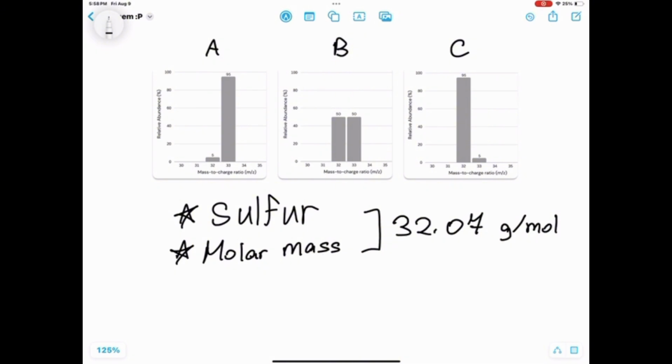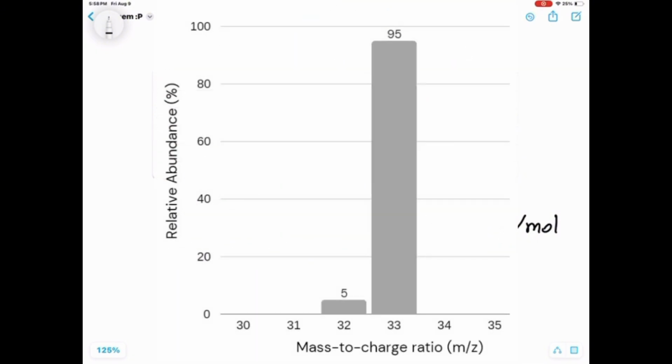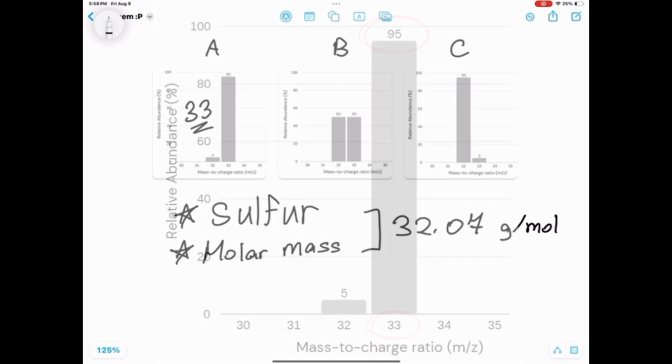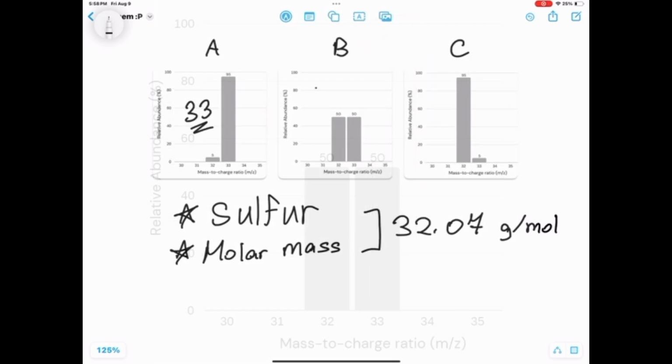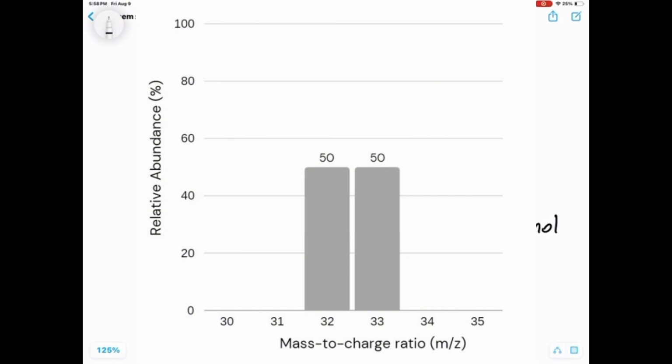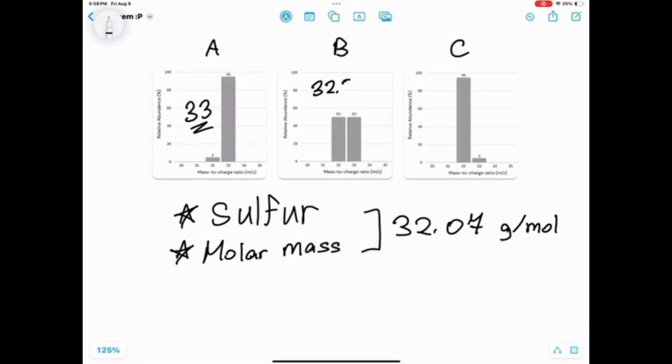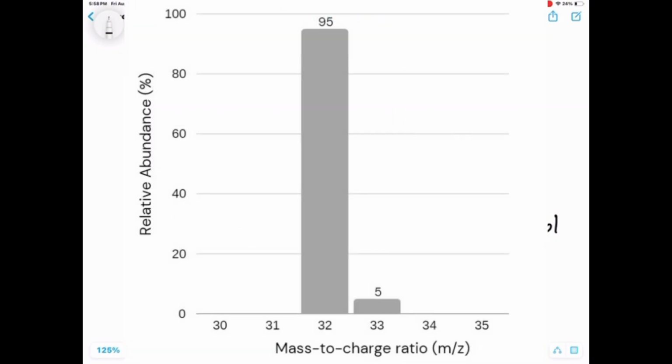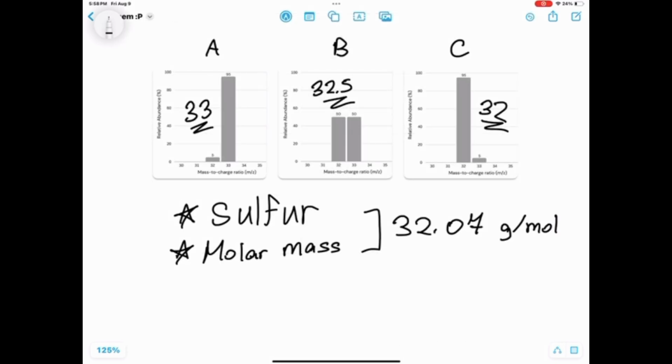Now, just by looking at graph A, not even doing the math, you can see that the molar mass it shows is really close to 33. Almost exactly 33, actually. Graph B shows a 50-50 ratio, so simply 32.5. And graph C shows that it's really close to 32, almost exactly 32 even.